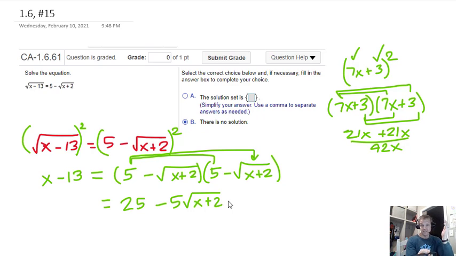And so that's going to be ugly. That's going to stay just like that. We're going to have 5 times negative square root of x plus 2. And just like over here where we had 21x, guess what? When we do the inside, we get that same thing again. So right here on the inside, I've got a negative, and then a 5, and then a square root of x plus 2.